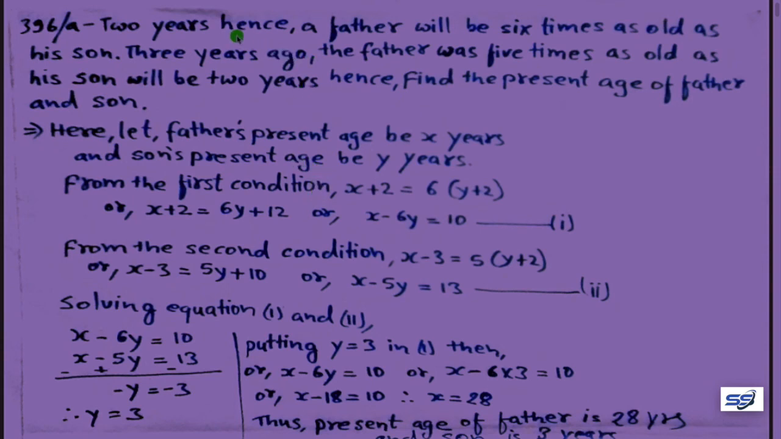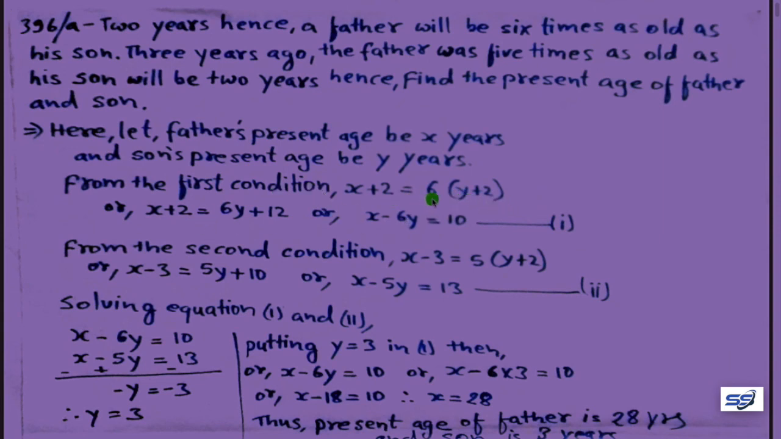From the first condition, given that 2 years hence, the father will be 6 times the son's age. Here, from the first condition, x plus 2 equals 6 times the son's age 2 years hence. Y is the present age, and y plus 2 is 2 years hence. So x plus 2 equals 6 into y plus 2.